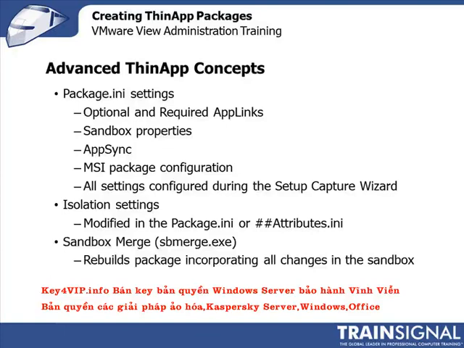A useful utility for managing ThinApp packages is the sbmerge utility, which can be used to rebuild a package based on changes that are captured in a sandbox. This becomes really useful when we want to update a package with new patches. We can simply take a clean machine, execute the ThinApp package, complete the update within the application, shut down the application, and run SB merge to take that sandbox location and shove it together with the package itself, creating a new package that has all of the updates already applied. We can then deploy that package out to everyone, providing them with the new updates.